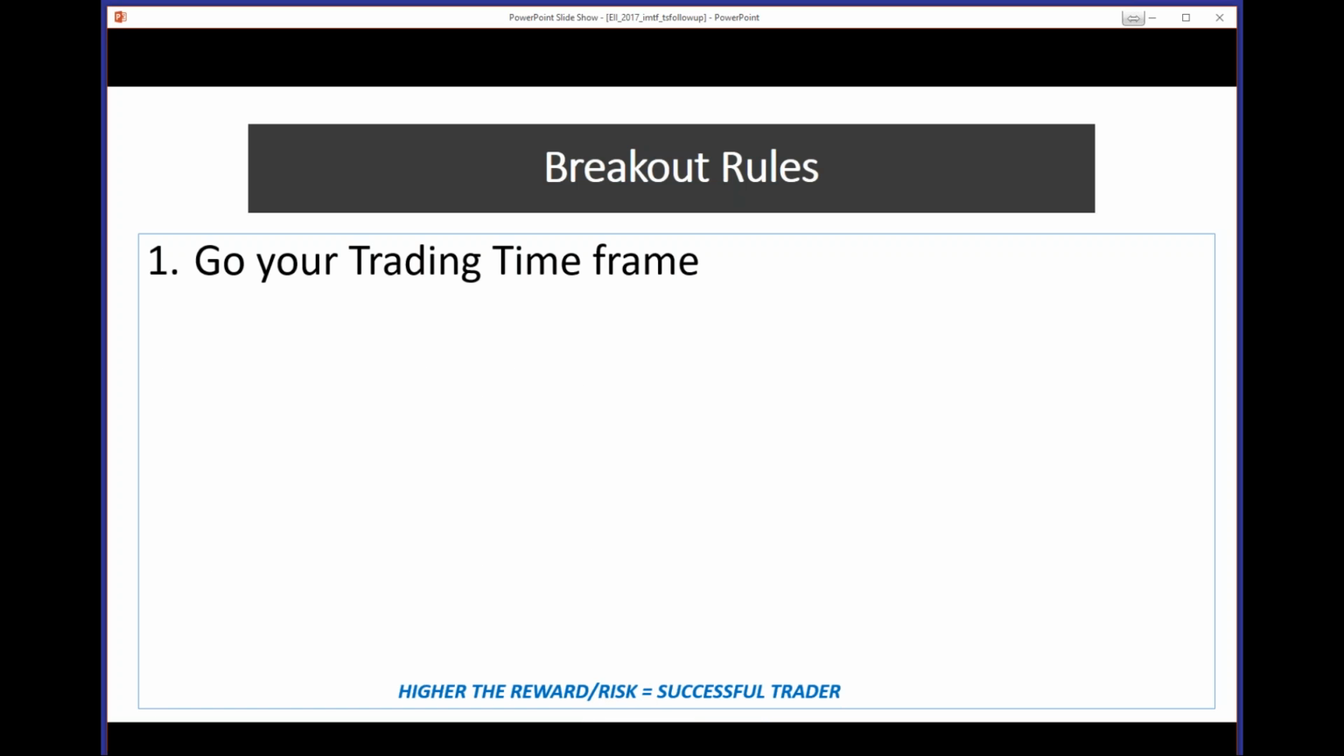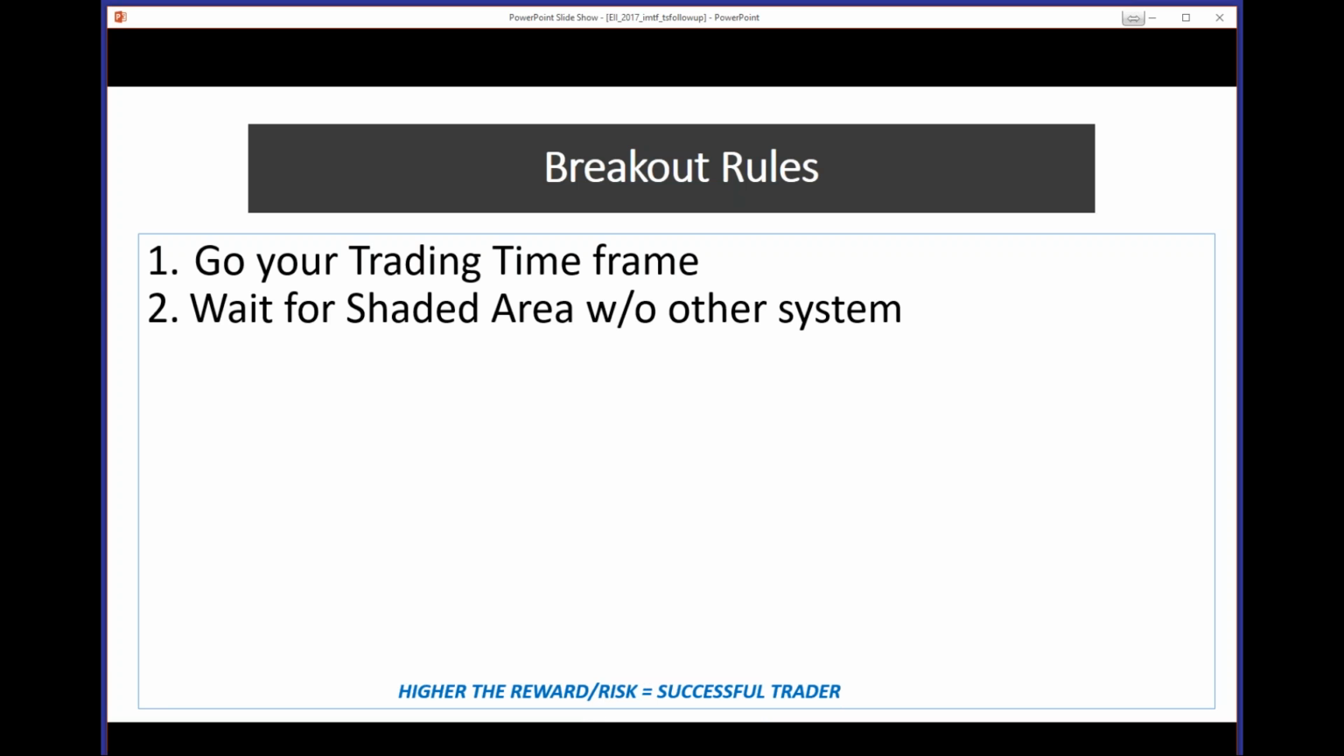So here's the breakout rules. First thing you're going to do is go to your trading time frame. Whatever trading time frame you like, go to that trading time frame. Once you go there, then you're going to wait for a shaded area to occur. Now you could use the shaded area from us, or you could use your technical system for the setup. You could combine them. You could use ours by itself, you could use yours and the shaded area setup zones, or you could just use your technical system. It doesn't matter to us. All you're looking for is a bullish or bearish setup to occur.